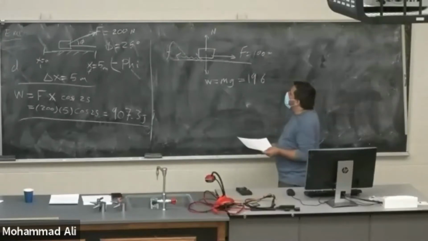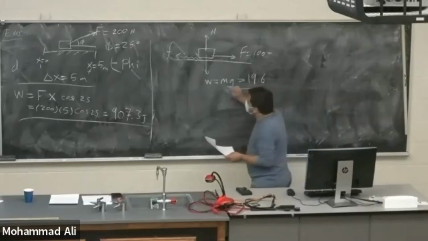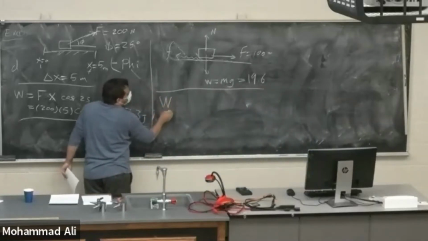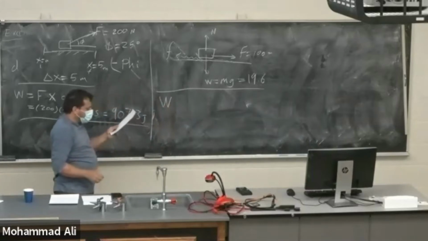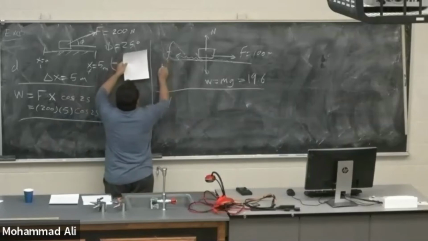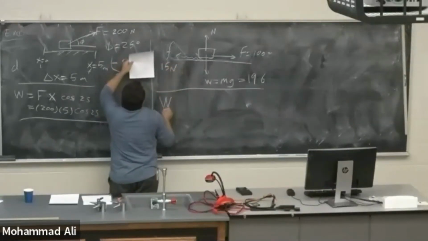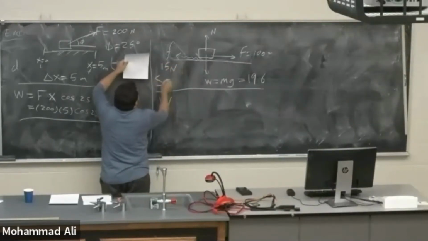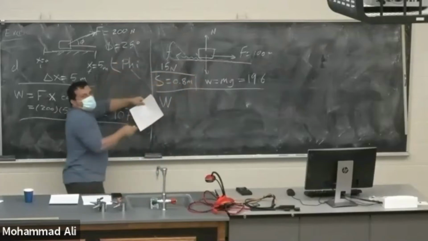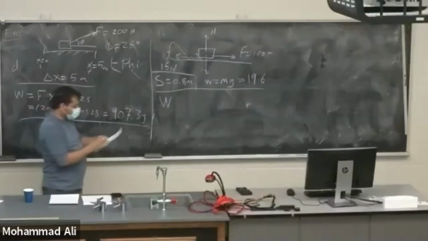What is the work for each force? Okay, the work. The friction force is given. Friction force is 15 newtons. The distance S is equal to 0.8 meters. I name it S, not X. It's okay.